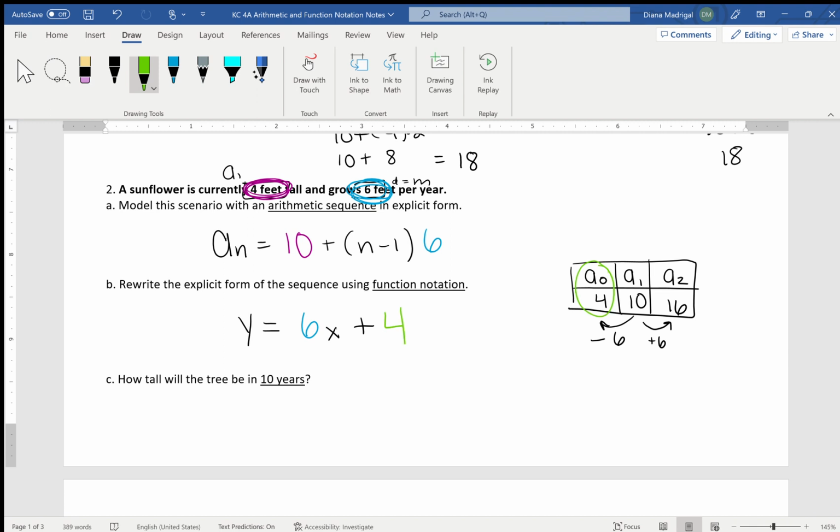And the next one: how tall will the tree be in 10 years? This is my unknown. I can plug in for n or x, depending on which equation you're going to use. I'm going to use the second one: y equals 6x plus 4. I'm going to plug in 10 here. And remember, it's 6 times x, so it's 6 times 10. 6 times 10 is 60, plus 4. My answer is 64.